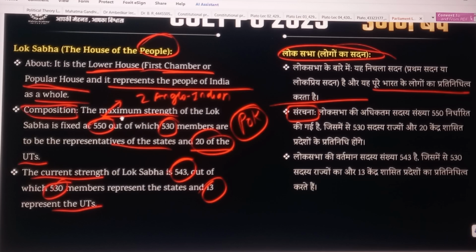Composition: the maximum strength of the Lok Sabha is 550, out of which 530 members are to be representatives of the states and 20 of the UTs. At present, the current strength of Lok Sabha is 543, out of which 530 members represent the states as earlier, and 13 represent the UTs. For UTs, there are a total of 20 seats.